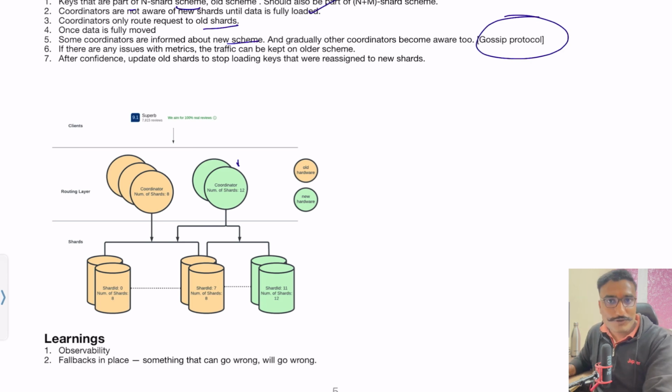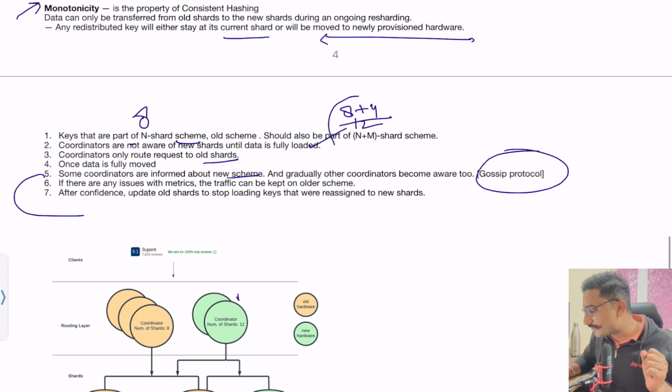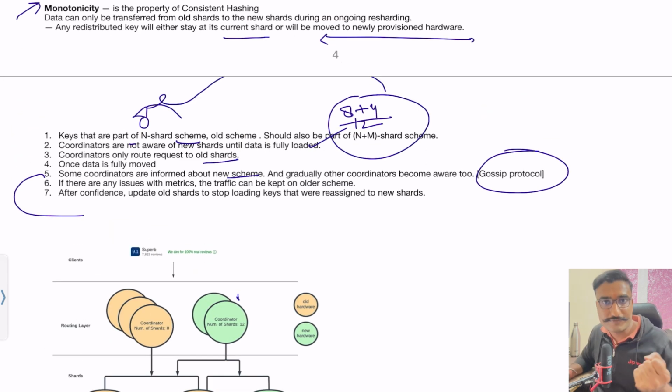The gossip protocol is not mentioned there, so I assume they might be using a gossip protocol so that once some of the coordinators are informed, they will also inform the other coordinators, and they stay in sync with each other. This also helps if there are any issues. You definitely have metrics in place on how these new shards are performing, so you can always switch back from this scheme to the old scheme if there are any issues.